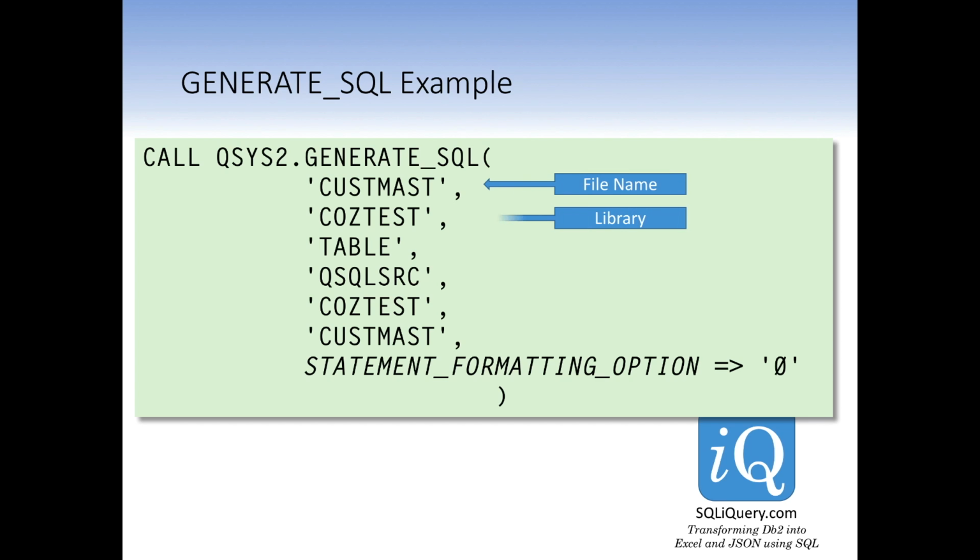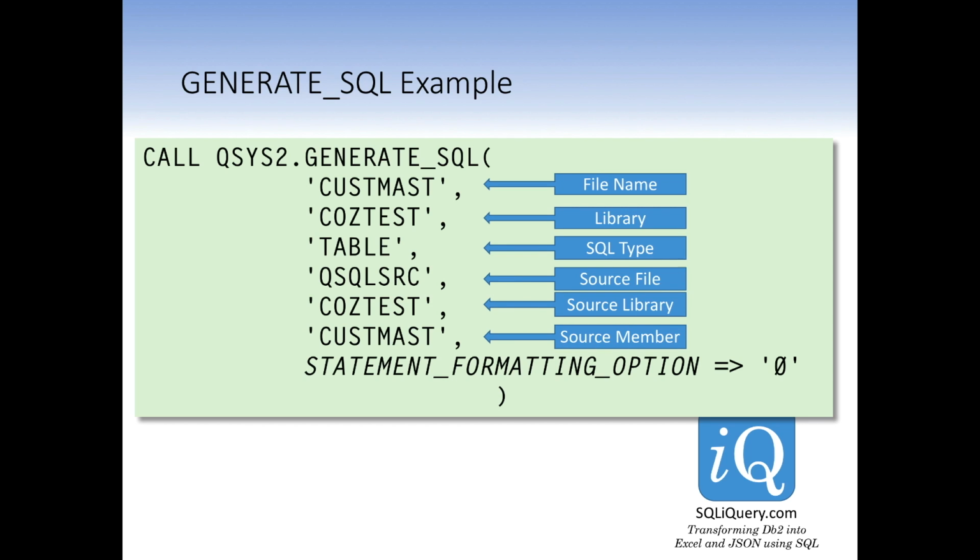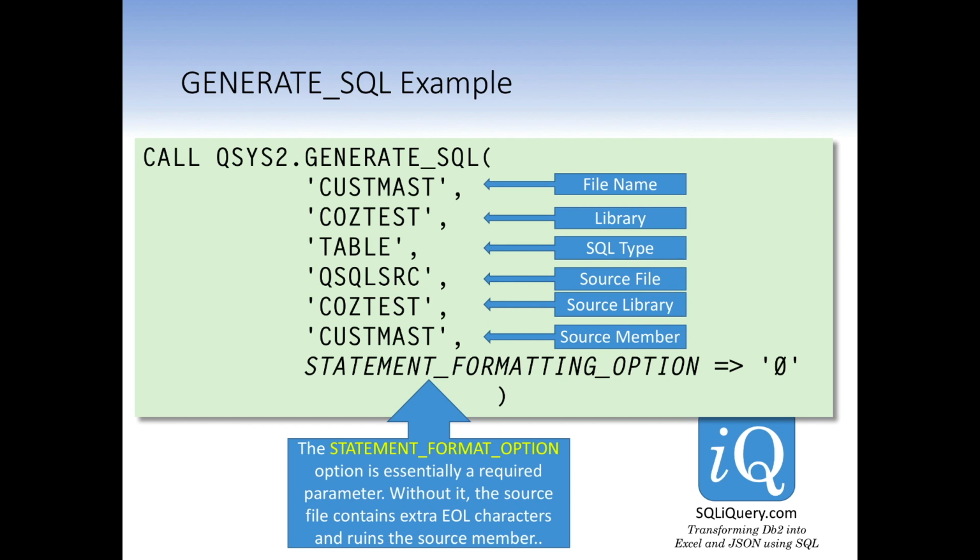So the first parameter is the file name, then the library, then the file attribute, which is table. All physical files are tables in SQL. Then the source file library and member name.